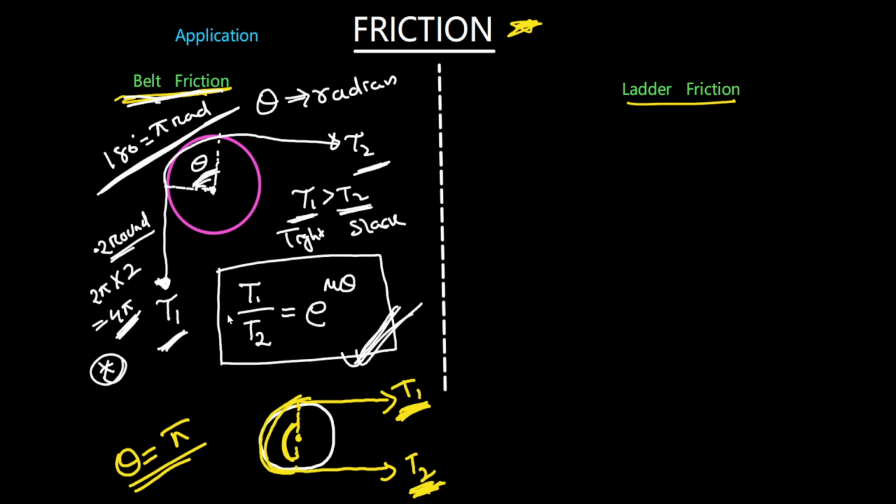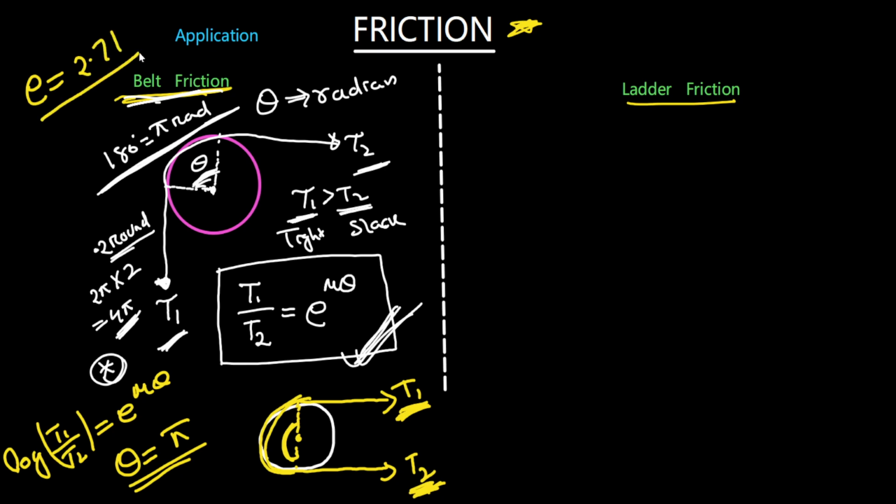If you take the logarithm of both sides, if a calculator is not allowed, you will take log. So you will get log T1 by T2 is equal to mu theta times log e. You can calculate the e value; you know, the e value is equal to 2.71. In last year's previous questions, there was a numerical related to this also. This is the simple formula: tight side by slack side is equal to e to the power mu theta.